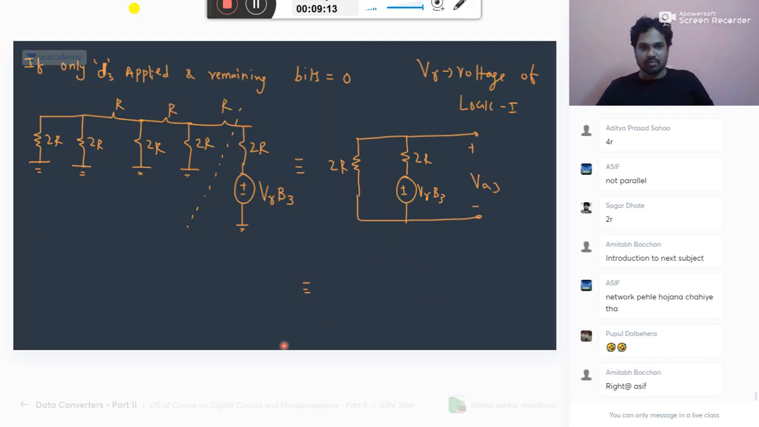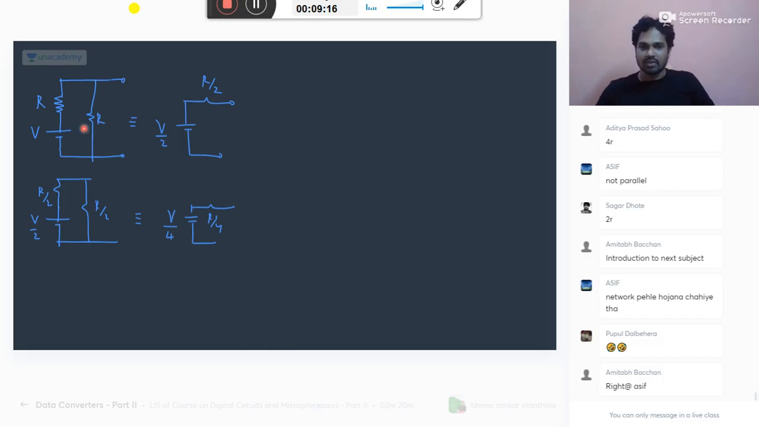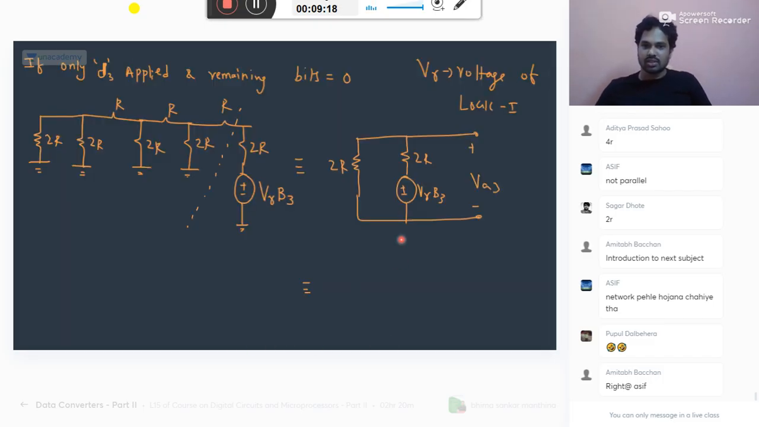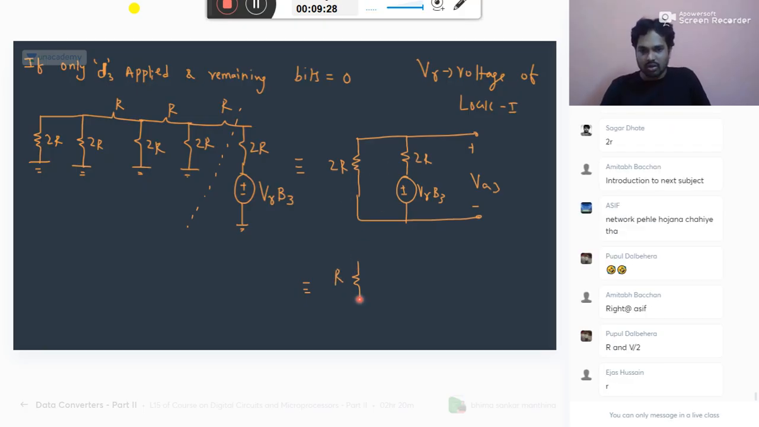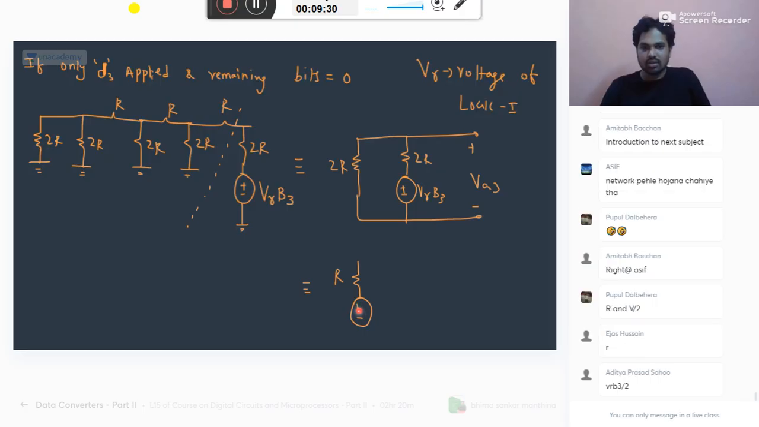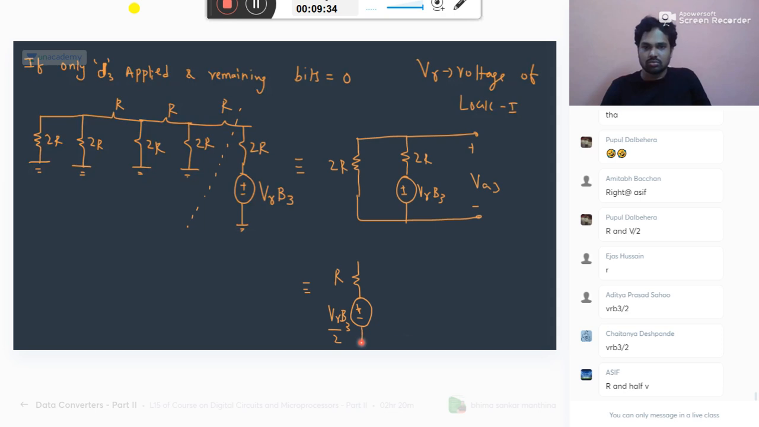Let's use this formula. Voltage source series with R, parallel with R. So voltage source series with resistance, parallel with resistance, both are equal, na? 2R and 2R. So what is the equivalent here? 2R and 2R. What is the half of 2R? R. What is this voltage? VR and V3 by 2.